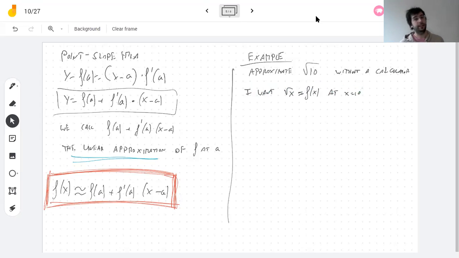But without a calculator, I don't know. Maybe you remember how to take square roots, but maybe I don't. And also, it's going to be easier. But the thing is, where do I know the square root better than at 10? That is close to 10. 9. 9, yeah. So let me try to draw a picture. 1, 2, 3, 4, 5, 6, 7, 8, 9.